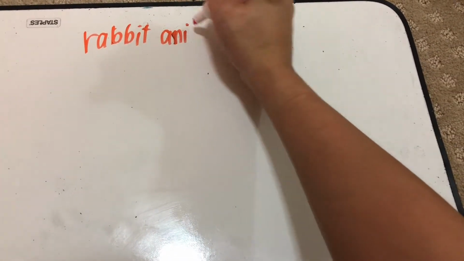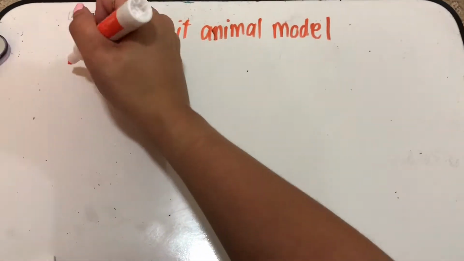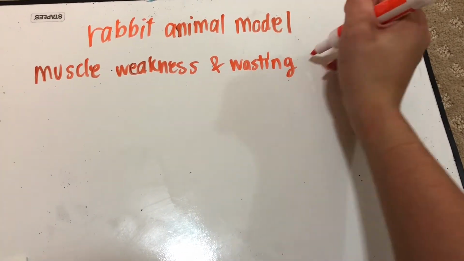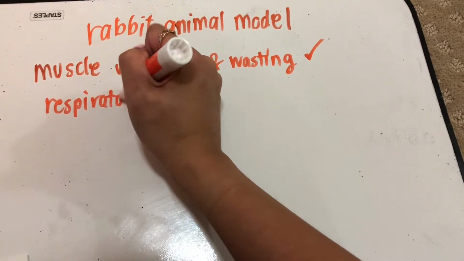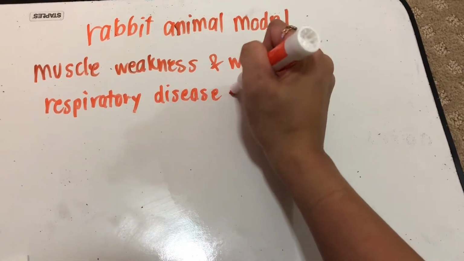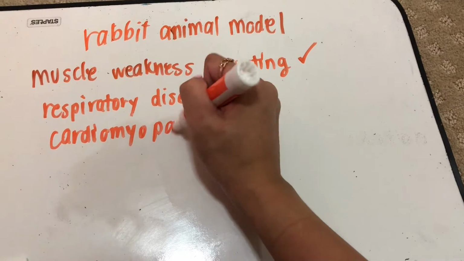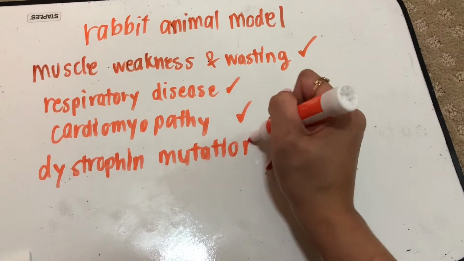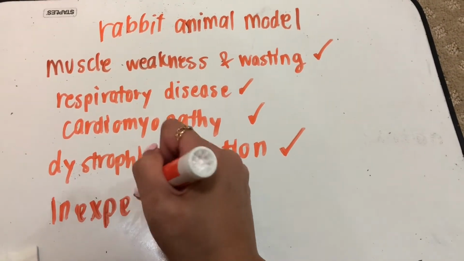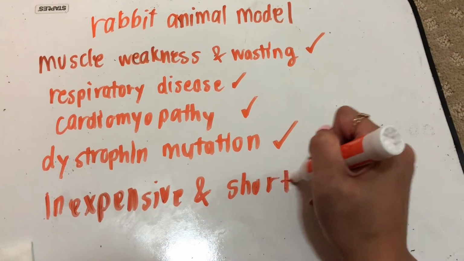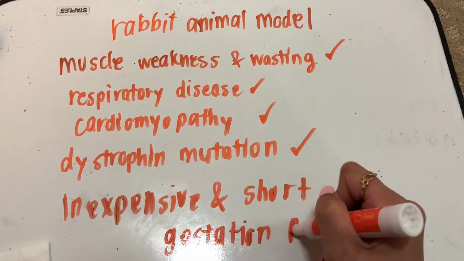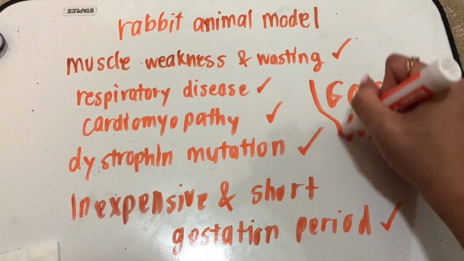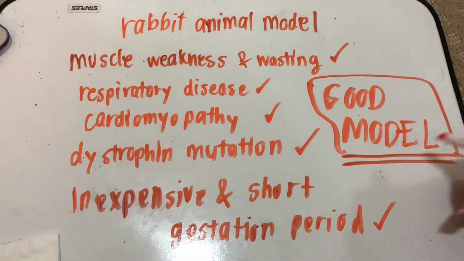In conclusion, rabbits as animal models for DMD are promising due to the presence of muscle weakness and wasting, showing signs of respiratory disease, showing signs of cardiomyopathy, and dystrophin mutation. They are also inexpensive and they have a short gestation period, which is ideal for several testings. All in all, rabbit models are good models that can be used for clinical trials of medicines to treat DMD patients.